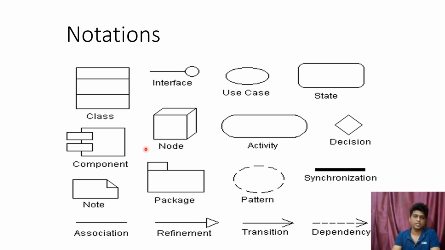This is for state diagrams. These are the components, node, activity, decision, and this is node, package, pattern, synchronization. And these are the lines: association, refinement, transition, dependency line.